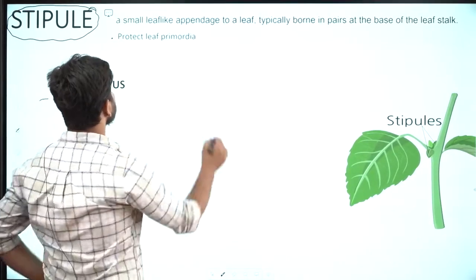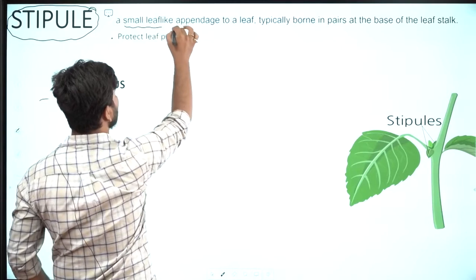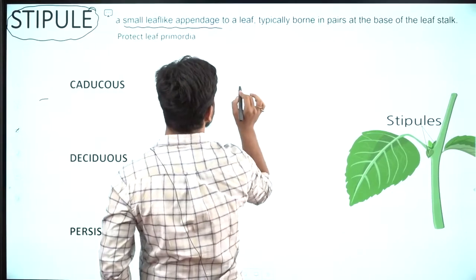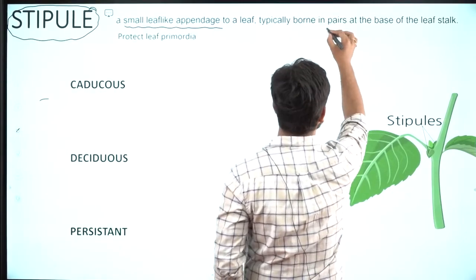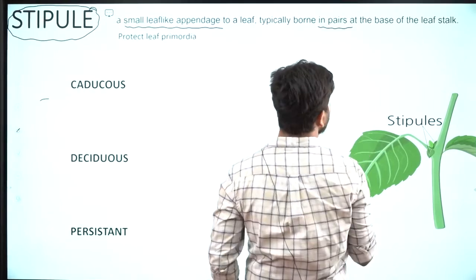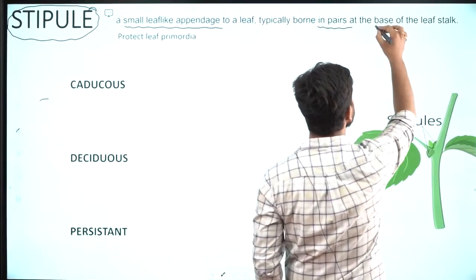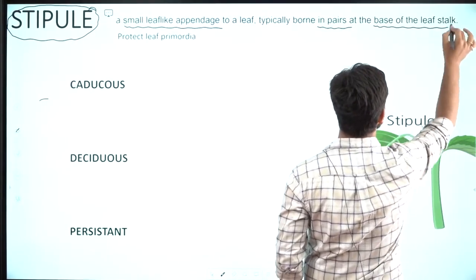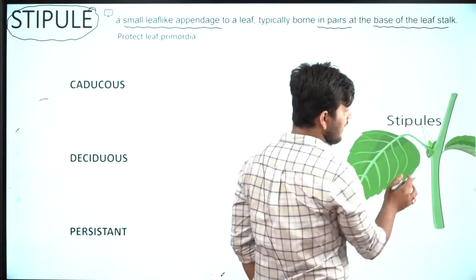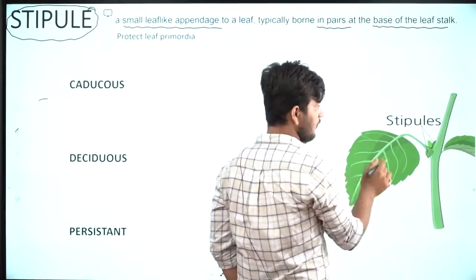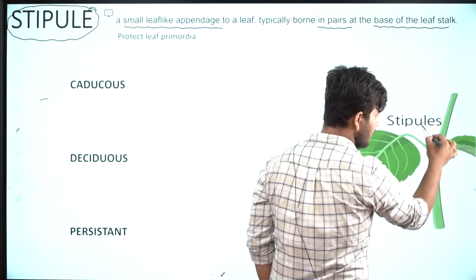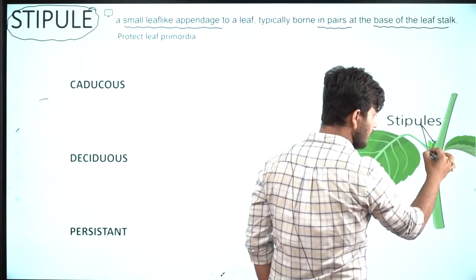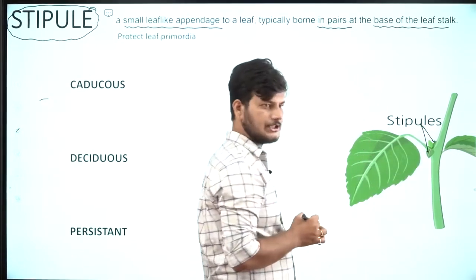A stipule is a small leaf-like appendage, typically borne in a pair. And where is it present? Actually, it is present at the base of the leaf stalk. It's given in the figure in a very clear manner. This one is the stipule, this one is a stipule, and this one is also a stipule.